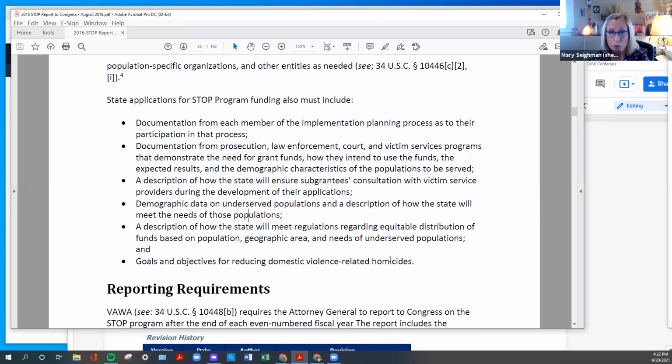And then you also have to show some data about domestic violence homicides too. So that's in that first part of data that's required in your implementation plan. So those are the things that we will talk about, and a couple of other points as well today. But those are all of the main data and documentation pieces.